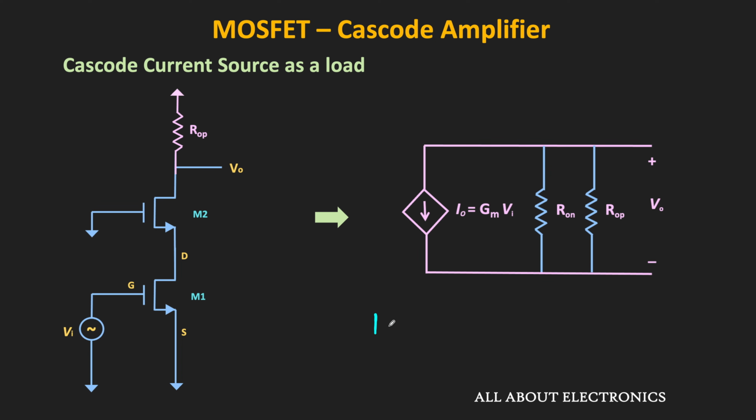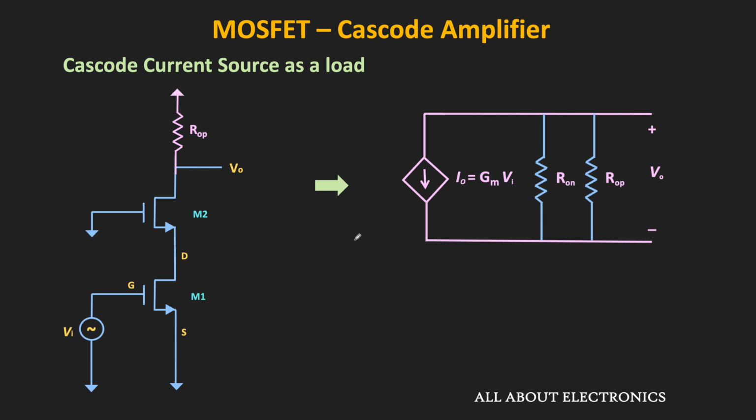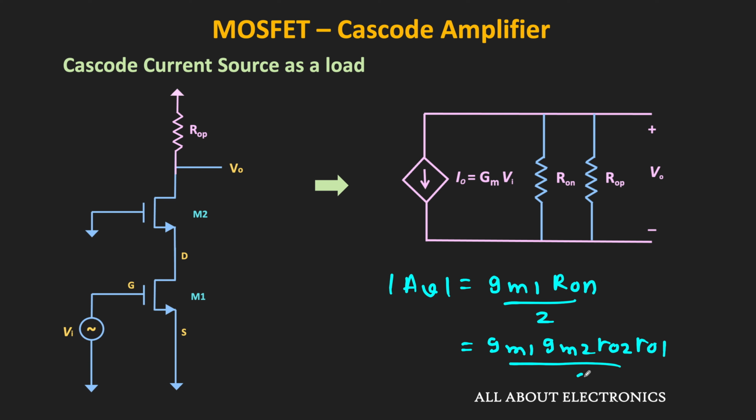In this case, the overall voltage gain is approximately equal to gm1 times RON in parallel with ROP, where RON is the equivalent impedance of this cascode stage and ROP is the equivalent impedance of this cascode current source. Now if RON and ROP are equal, then the overall voltage gain will be equal to gm1 times RON divided by 2, or we can say that it is equal to gm1 times gm2 times R02 times R01 divided by 2.